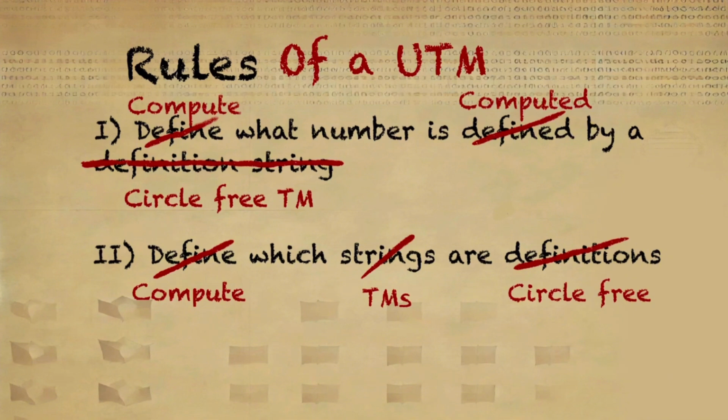In this case, valid definition is a circle-free Turing machine. A computable number is a number with a definition, or a definable number, and defining is computing, while strings are Turing machines.